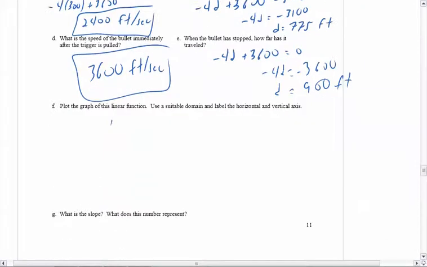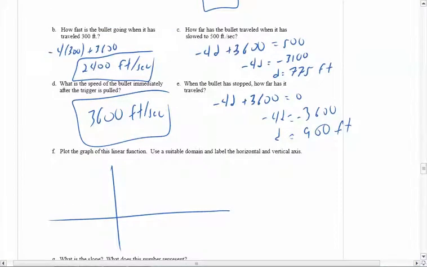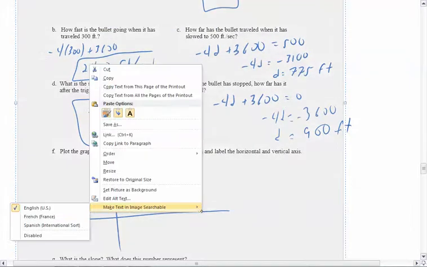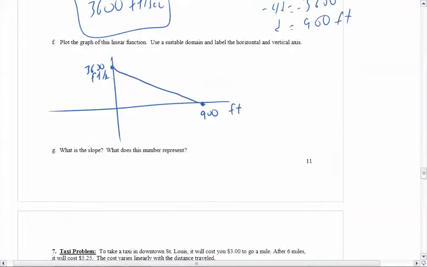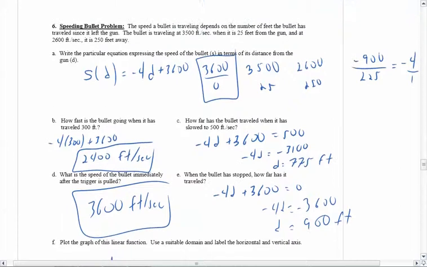Now if you have to sketch this with a suitable domain, and label the horizontal and vertical axes, this thing is going to stop somewhere at about 900. That would be reasonable, about 900 feet. How many feet per second is it going at? Well, it starts at 3600 feet per second, and then it goes down linearly to 0. So it's slowing down as we go. And what is the slope and what does it represent? Well, in this case the slope represents the speed of the bullet for every foot moved. So it's the speed in feet per second for every foot it's traveled.